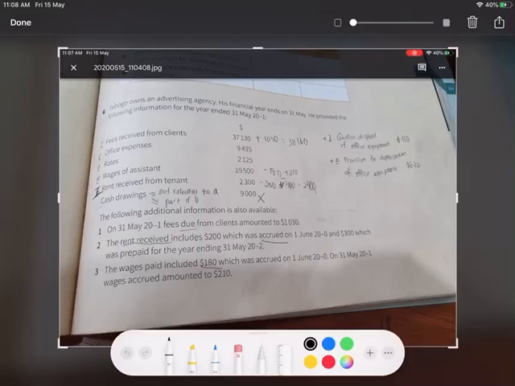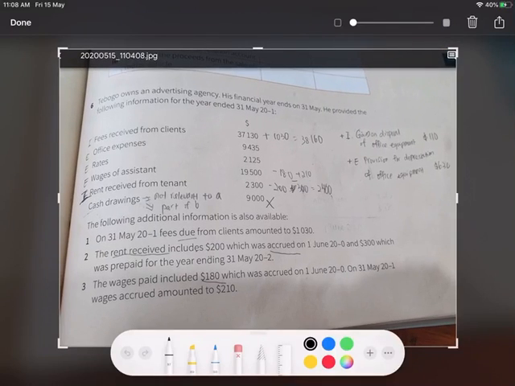Pogo owns an advertising agency, so his financial year ends on 31st May. He provided the following information for the year ended 31st May 20-1. So when I look at the items, first I would categorize them.